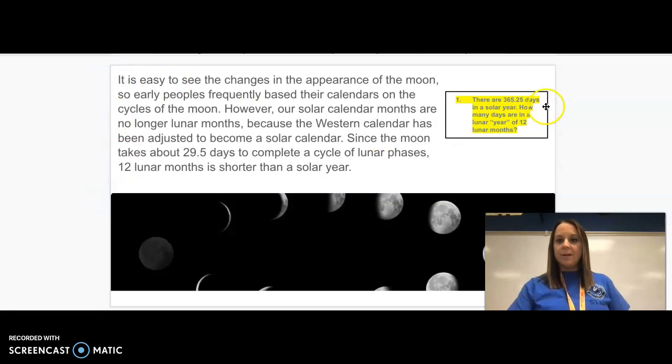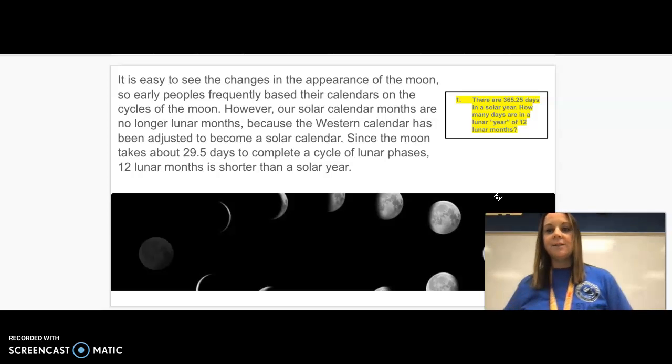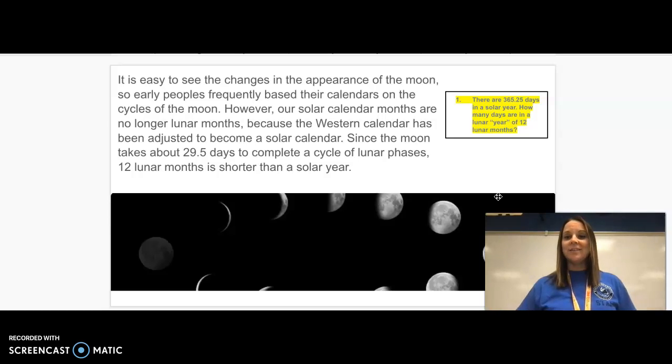So our first question up here says, and this is the first question on your sheet as well, there are 365.25 days in a solar year. How many days are there in a lunar year of 12 lunar months? So go ahead and pause the video, see if you can figure that out. You can use a calculator on the math here.